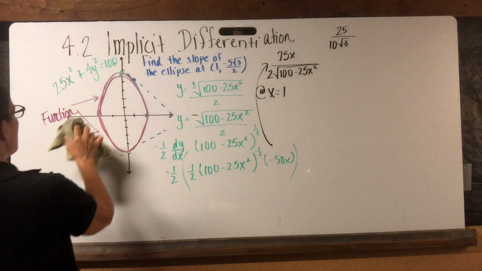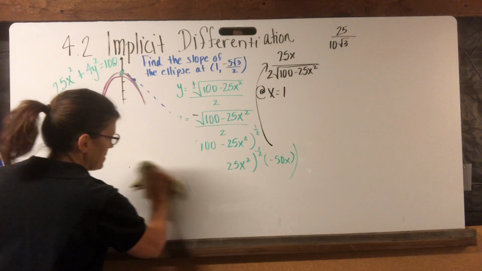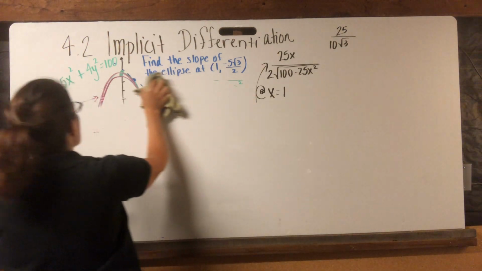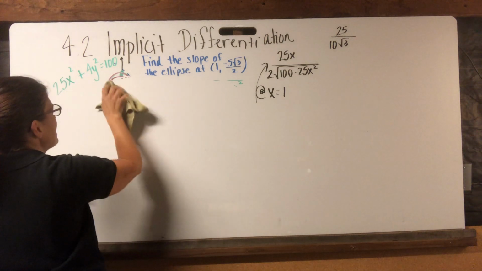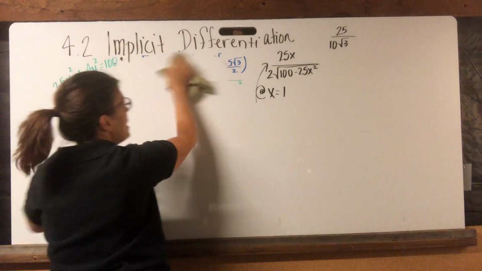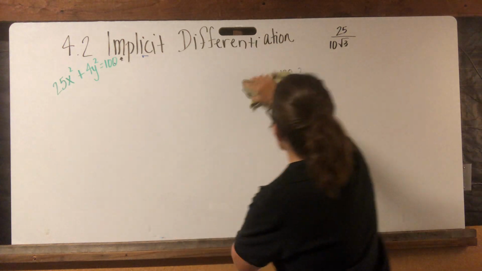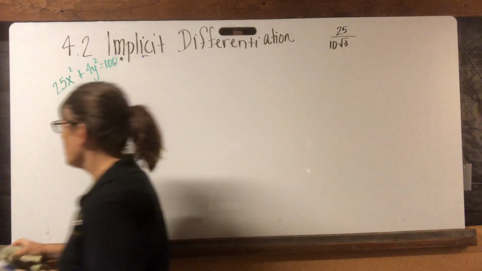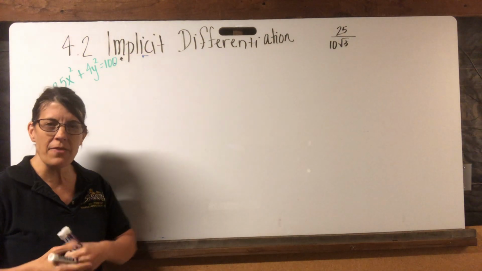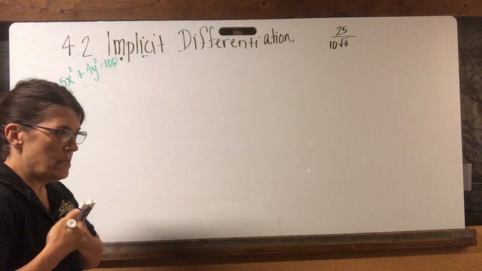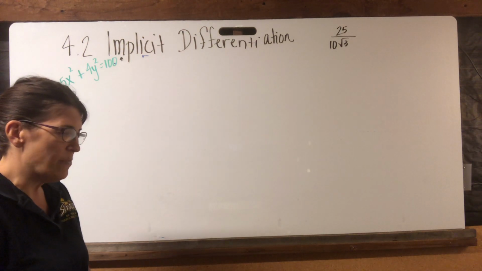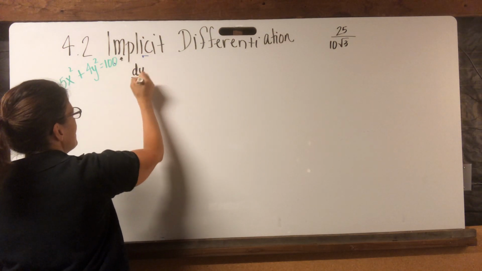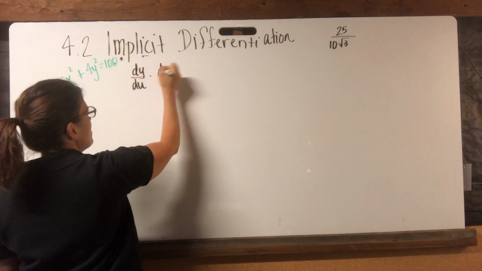Okay, I'm going to erase all of this. So we have what's called implicit differentiation. All the differentiating that we've been doing so far has been derivatives of y with respect to x. There was, I think it was in homework last week, dy/du and then du/dx.